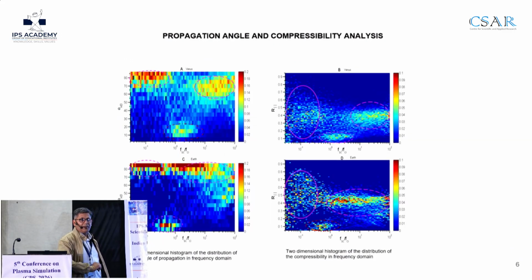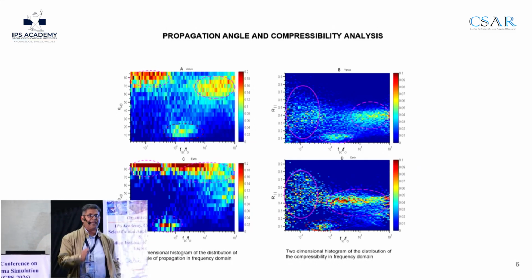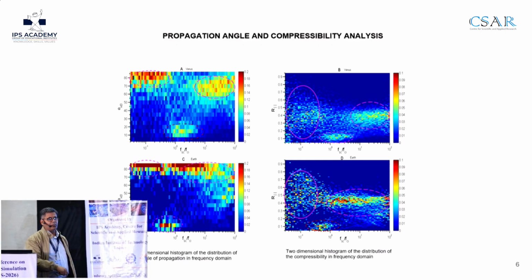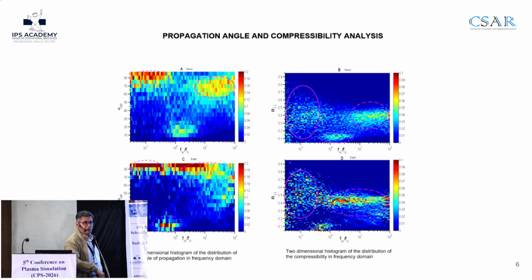On top of the magnetic field turbulence spectra, we also computed the propagation angle. The propagation angle is the angle between the wave vector and the mean magnetic field. And we have also computed the compressibility. The compressibility is the power in the compressible component of the magnetic field divided by the total power.